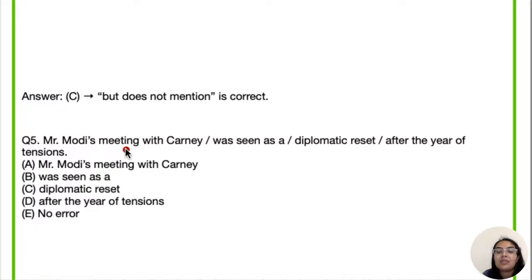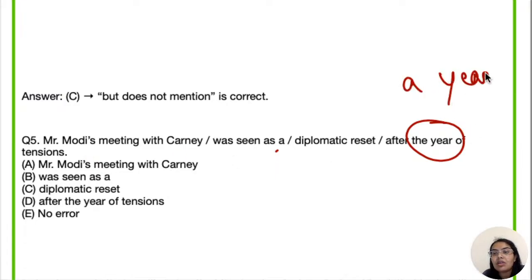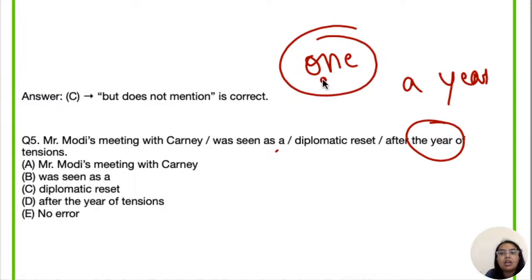Mr. Modi's meeting with Carney was seen as a diplomatic reset after the year of tensions. Was there only one year of tensions? No. After a year, we just want to talk about one number, we want to convey that there was a period of 12 months.